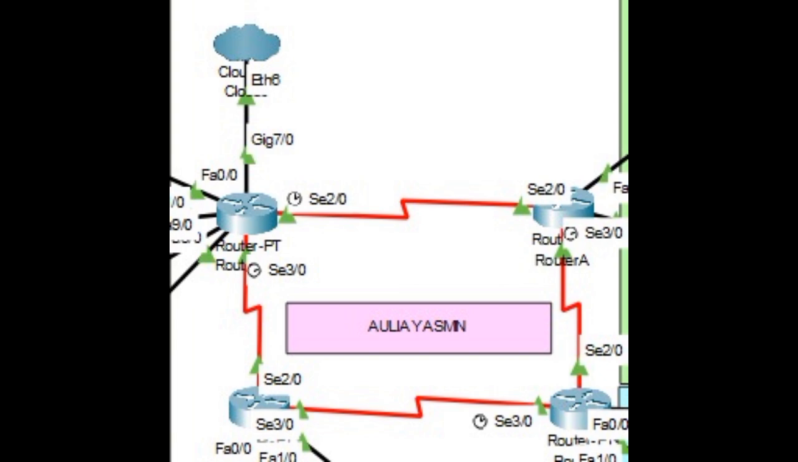As we move to the cloud, we see how everything is connected to the internet. The cloud here represents the ISP or internet connection. Router HQ is connected to the cloud, which provides internet access to the entire network. This allows devices in the headquarters and branches to access external resources and services. All branch routers rely on router HQ to route traffic between their local networks and the outside world, ensuring that all devices can access the internet and maintain connectivity.